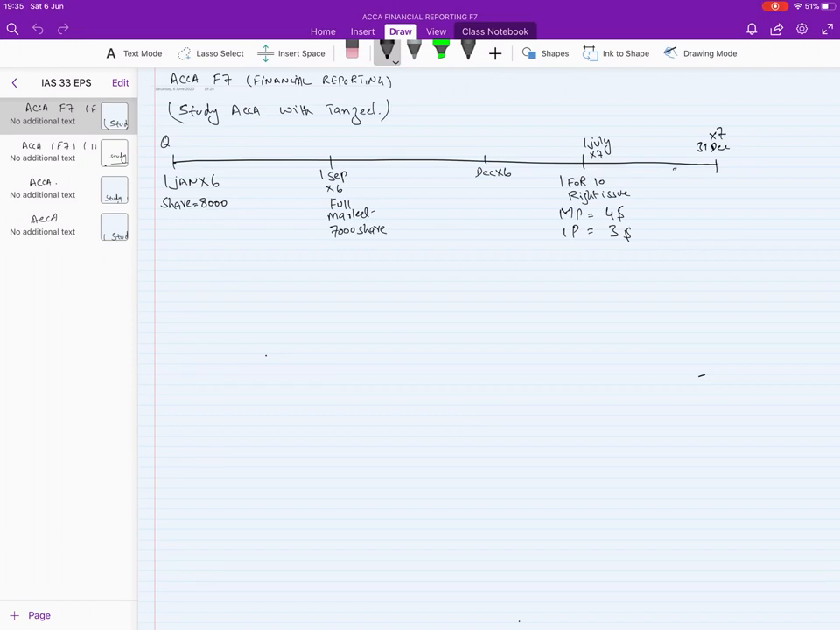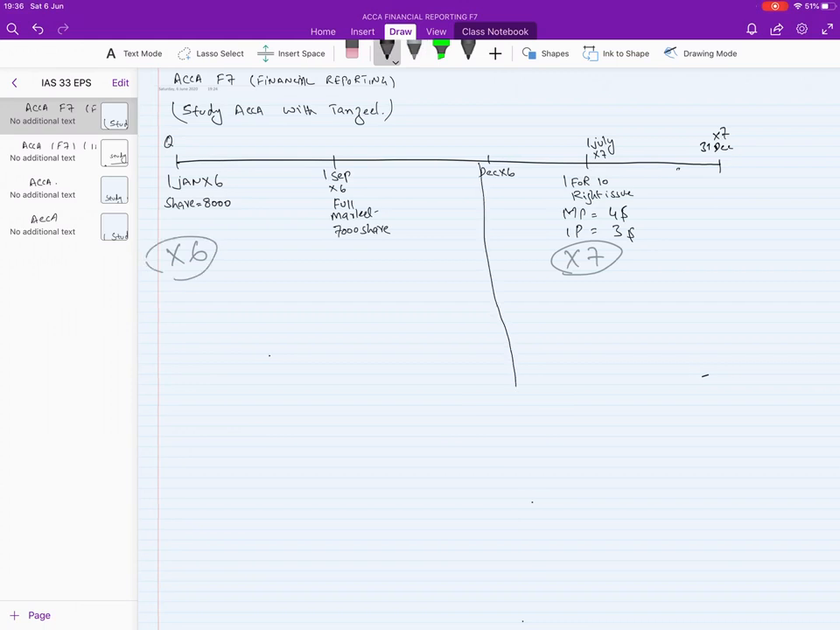When another question comes to you, just see in the first place if there is any bonus issue or any right issue, because we need to take effect for these two from the very first day. So this question has two different financial years, X6 and X7.